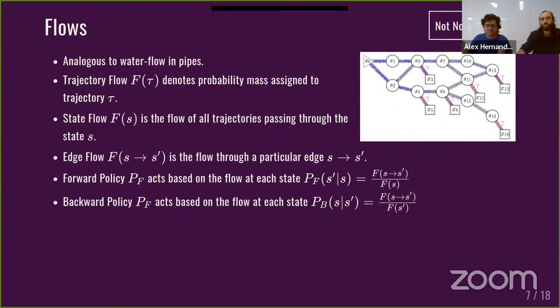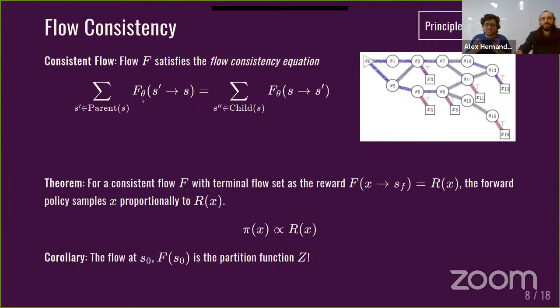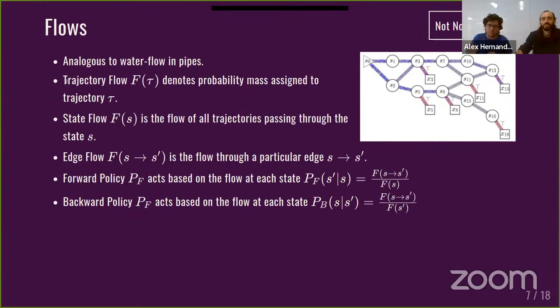If you take random walks on this graph, starting from the empty state to the final state, this random walk forms what we call a trajectory. We define the trajectory flow, which is essentially how much mass flows through this particular trajectory. Then we define what is called a state flow, which is how much flow passes through a particular state. All the trajectories which pass through a state contribute to this state's flow. And the edge flow is the smallest quantity: at a particular edge, how much mass is flowing through that edge.